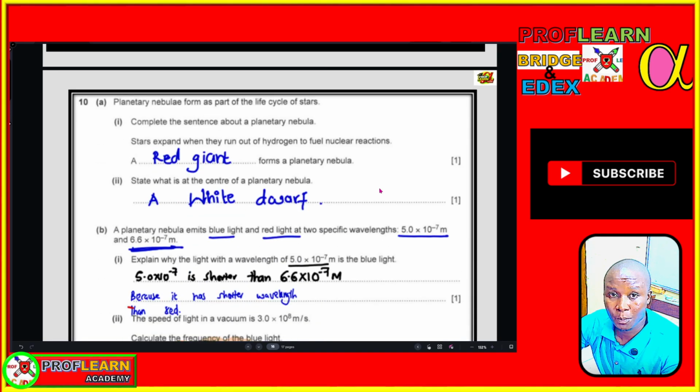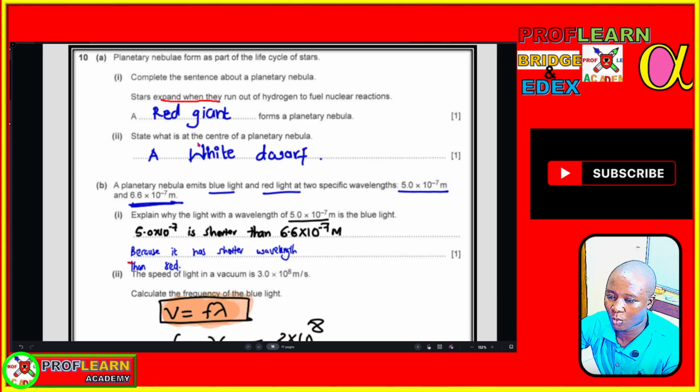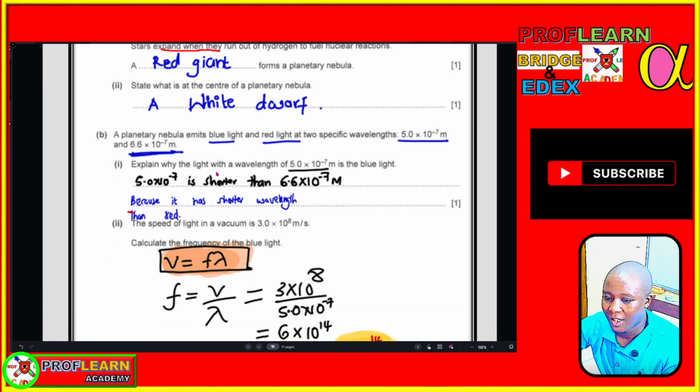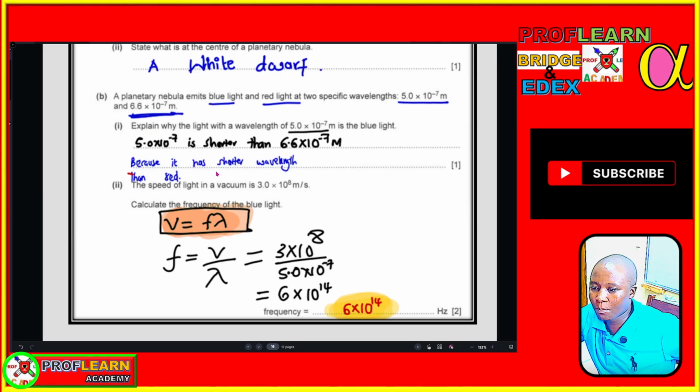In question number 10, space physics, candidates were supposed to complete these sentences. When the star expands, they run out of hydrogen, and the red giants form planetary nebulas, and at the center of a planetary nebula we have white dwarfs. A planetary nebula emits blue light and red light at two specific wavelengths, that is 5.0 times 10 raised to power -7 and 6.6 times 10 raised to power -7. Explain why the light with this wavelength is blue.